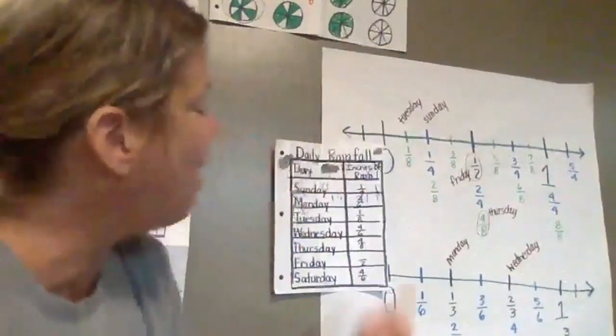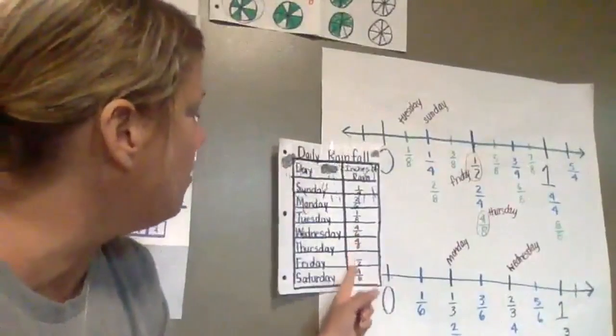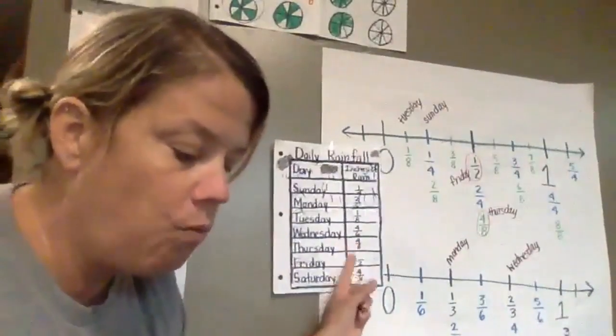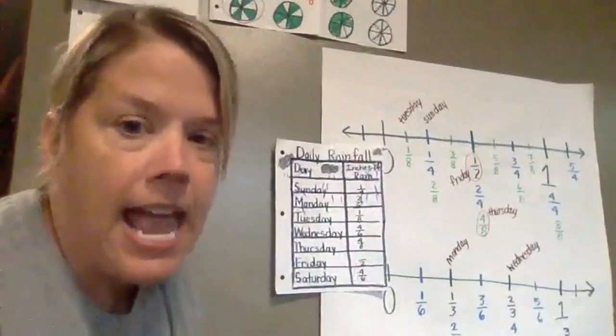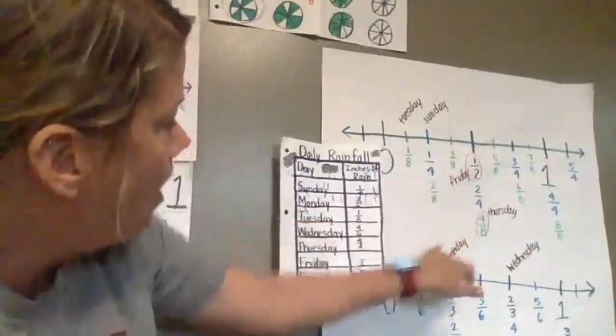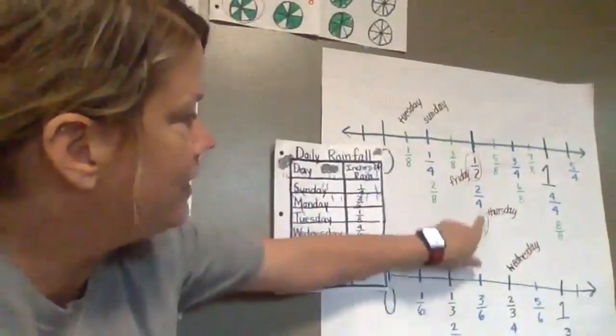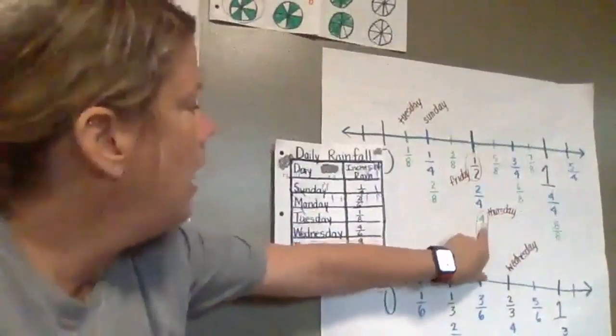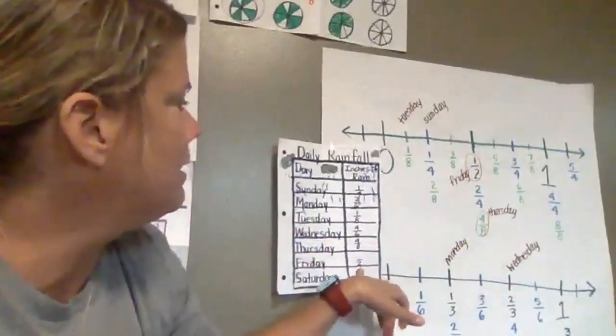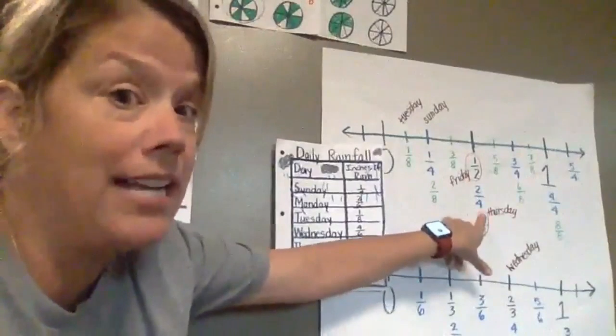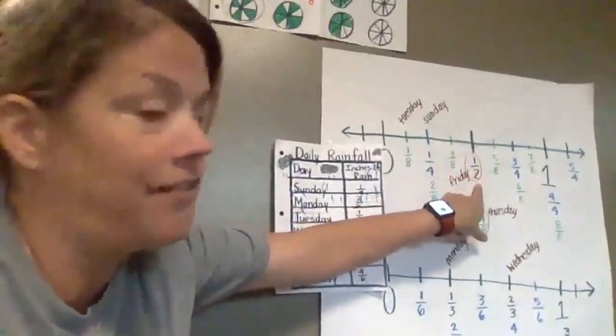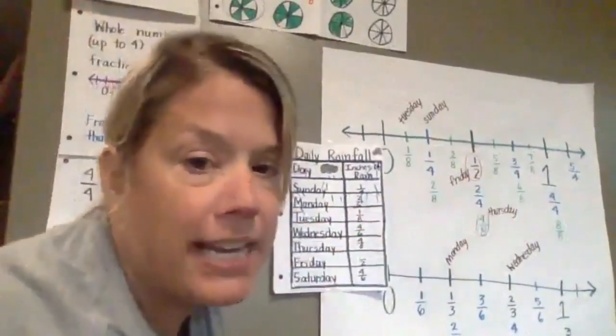So we looked at if Friday and Thursday were equal, then what could Friday be? And we were able to see here, Thursday we had 4/8, so we labeled that Thursday. And so we know what has the same value as 4/8 is 1/2. So we know that would be a one.